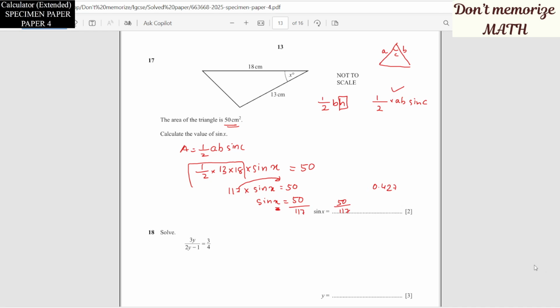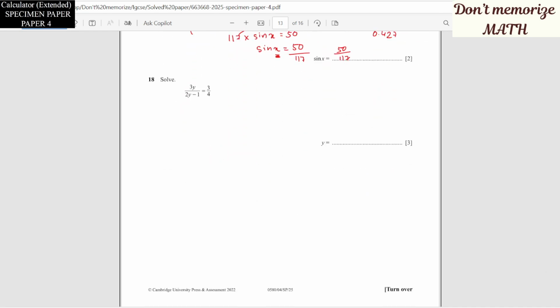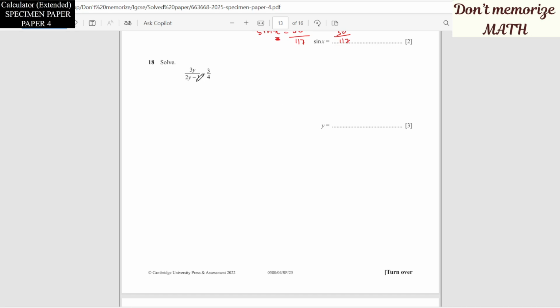That's it. So next one, it's an algebra question. Solve 3y over 2y minus 1 equal to 3 over 4. If you have more terms in the denominator or numerator for this type of question, put brackets first. Addition of fractions, subtraction of fractions, everything, put a bracket first. That is very important. Then move this 4, it is cross multiplication. Move this 4 here and this one you can move here. So 4 will come here. So 4 times 3y equal to 3 times, we'll move this bracket, so 2y minus 1. Just cross multiply them.